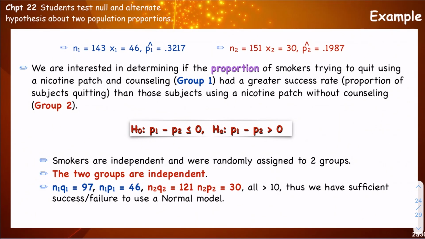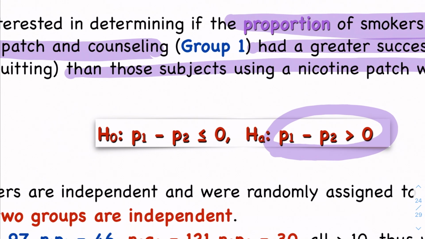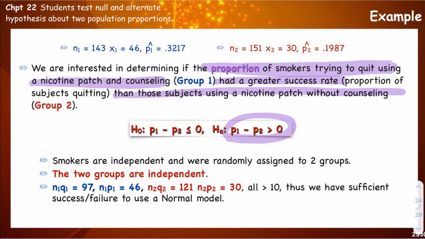We're interested in determining if the proportion of smokers trying to quit using a nicotine patch and counseling had a greater success rate than those subjects using a nicotine patch alone. So our null hypothesis is there is no difference. Well, we can also say less than or equal to. We only really care if the difference in the group and patch is greater than 0 than our other group.